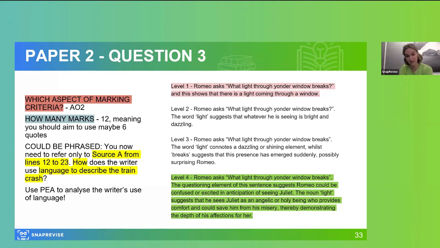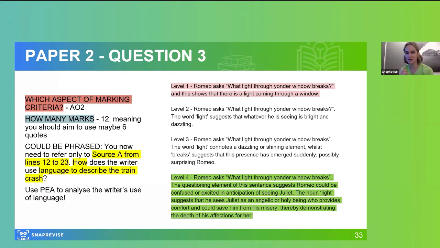And then a level 4 answer with the same quote: the questioning element of this sentence suggests Romeo could be confused or excited in anticipation of seeing Juliet. The noun light suggests that he sees Juliet as an angelic or holy being who provides comfort and could save him from his misery, thereby demonstrating the depth of his affections for her. So again, you can see this is really good analysis.